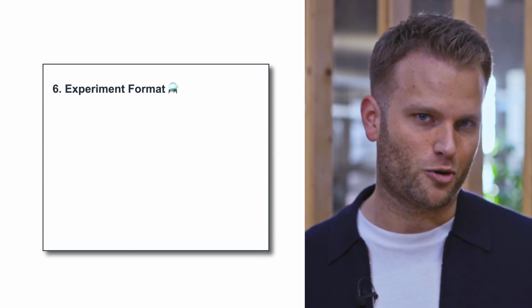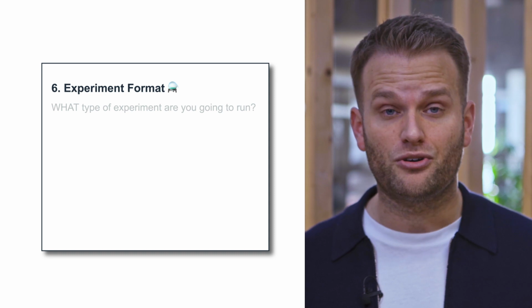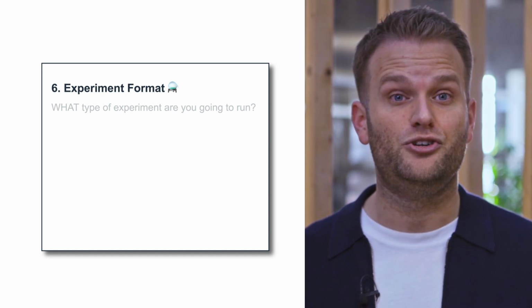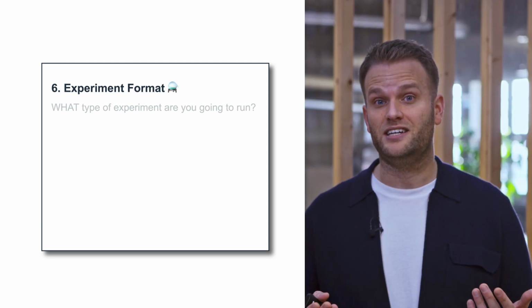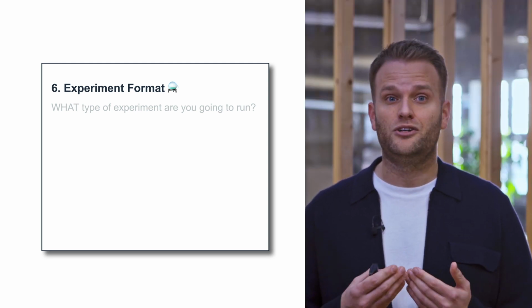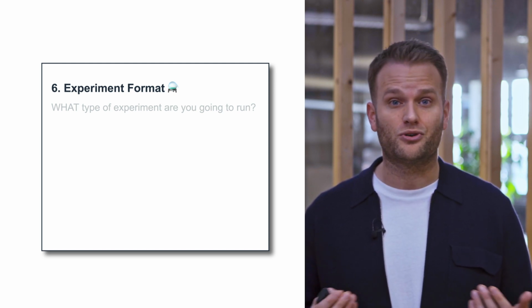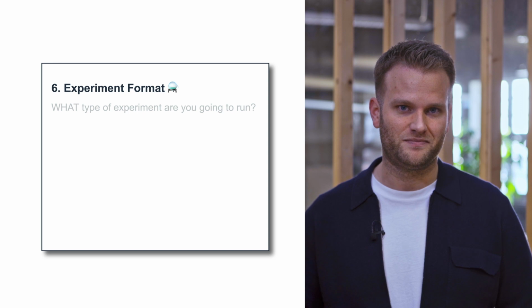6. Experiment format. What type of experiment are you going to run? Most MVPs are about the desirability of an idea. Do people want this? You can collect leads on the street or with a landing page, do pre-sales, show a fake door on your website, do a Wizard of Oz or concierge test, and more.